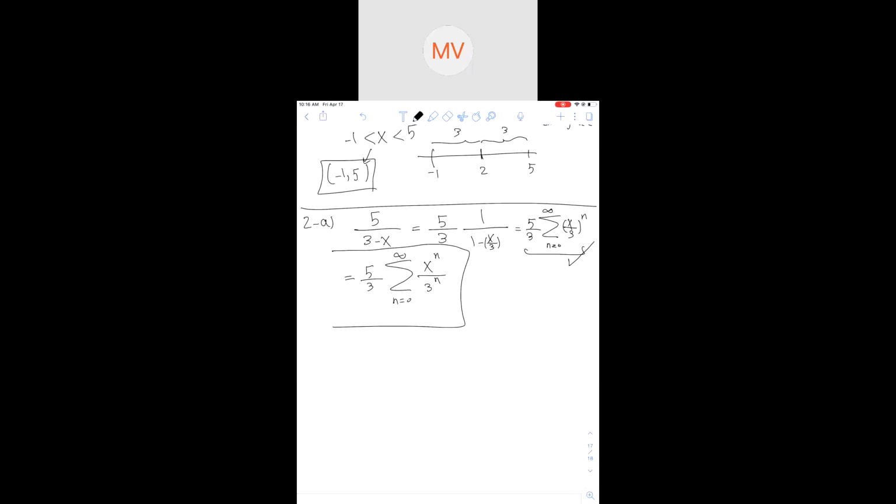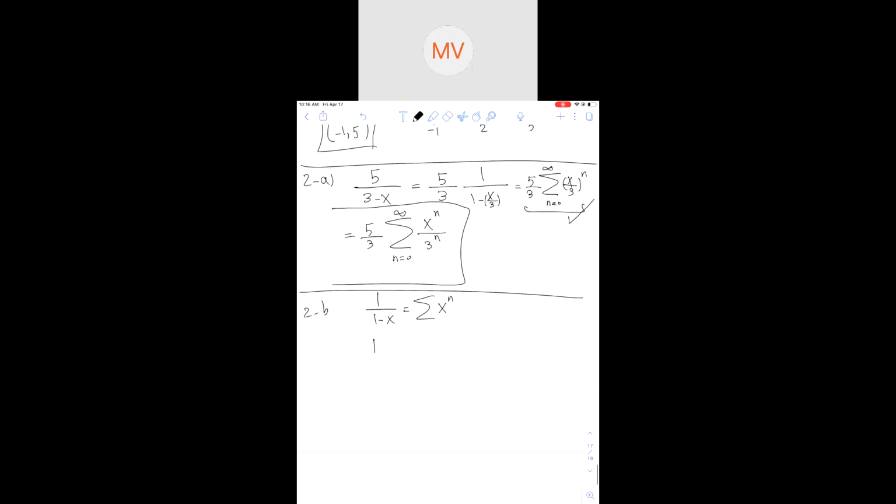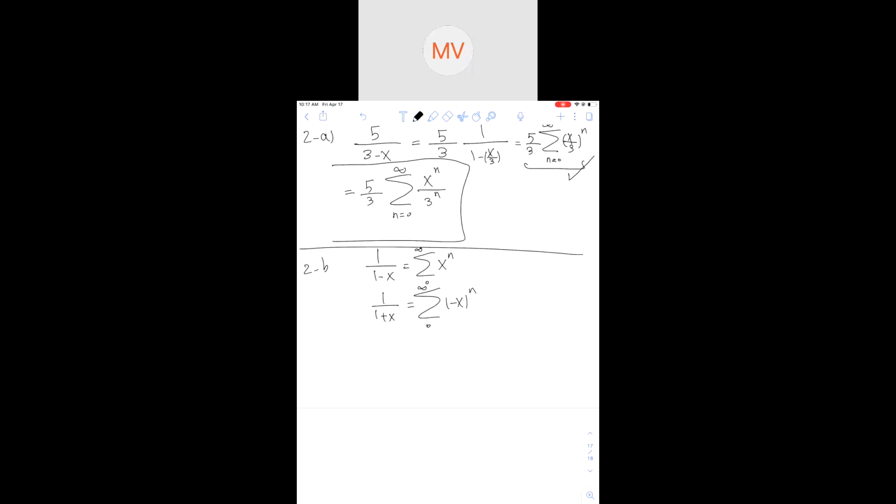Now, 2b. For 2b, we know 1 over 1 minus x is this guy. We know 1 over 1 plus x would be the sum of negative x to the n for all of them, 0 to infinity. Integrate this. So from here to here, x goes to negative x. From here to here, integrate.